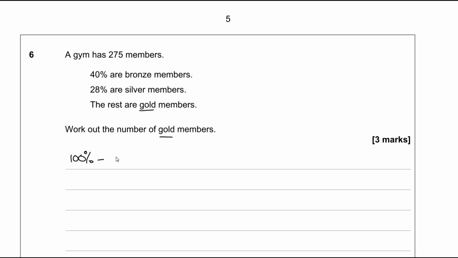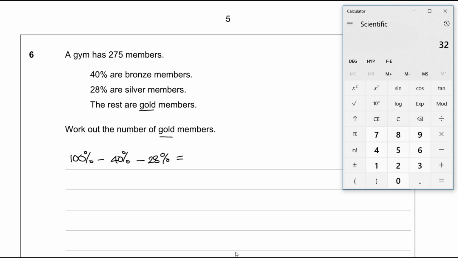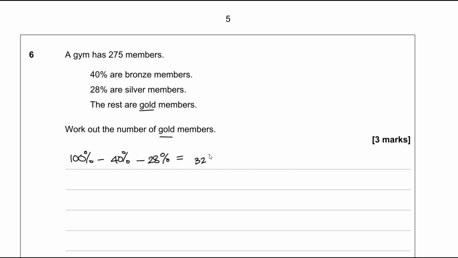So let's use our calculator here: 100 take away 40 and take away 28. So we have 32, and we have a percentage here because everything is in percentage, so we should keep this percentage sign as well. Now, how many people are there actually from 32%? So we work it out here.